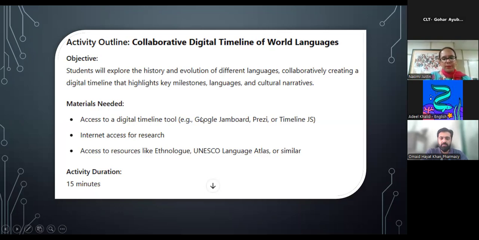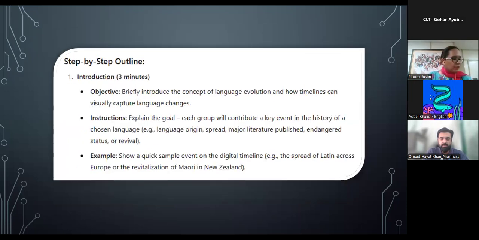I just remembered Sir Adil Khali from the English department has done a wonderful project on languages because he's working on digital humanities. So we can even refer to works or research by each other, and we can make use of them as well. It tells you about the duration. Then it gives you an introduction and objective and the instructions as well on how you should be doing that.